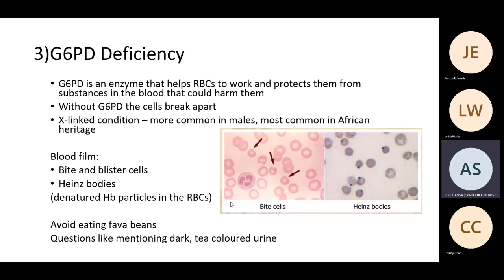On the blood film, you're going to see these bite and blister cells. So the Heinz bodies are those little dots on the outside of the red blood cells, and the dots are denatured HB particles, and bite cells are when they get to the spleen. Sometimes macrophages in the spleen just bite off those Heinz bodies, and then you get what are bite cells. In exam questions, they like to mention fava beans and how fava beans can make it worse, and they also like mentioning dark tea-coloured urine, which is one of the symptoms.